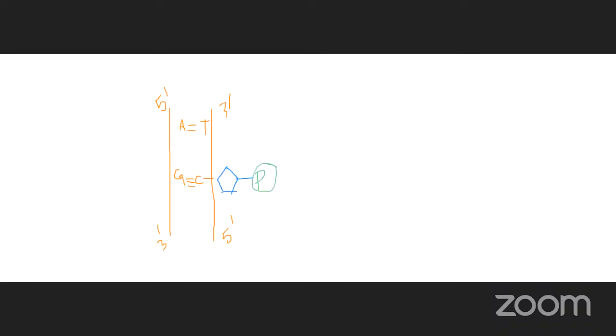Okay, so this portion only up to this level, up to this portion, is called a nucleotide: the phosphate, sugar molecule, and nitrogen bases. Likewise, the other strand also has the same structure. There is a phosphate molecule connected with the sugar molecule here.